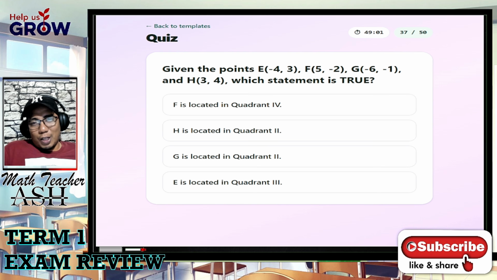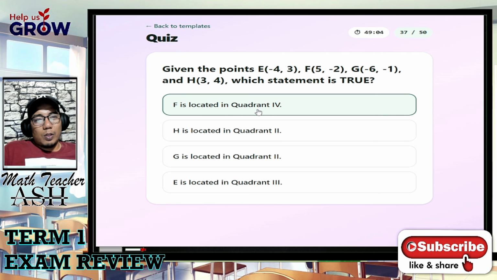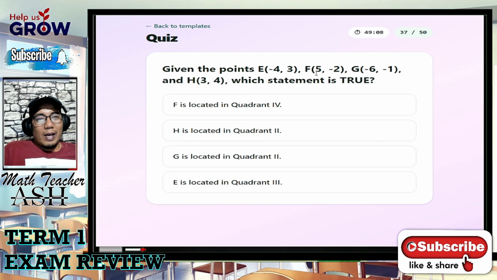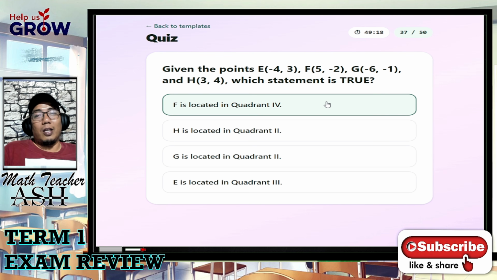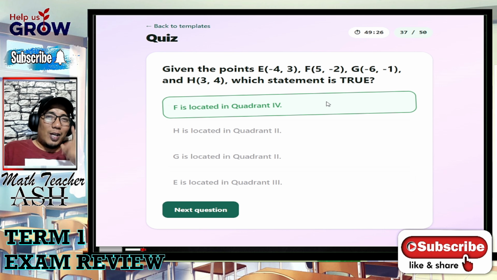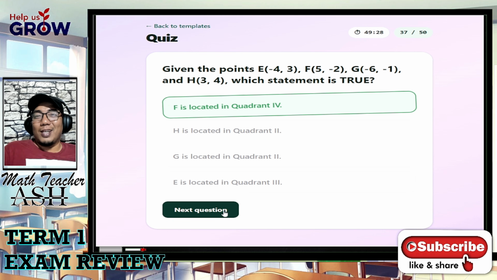Okay, let's check each of the statements. So F is located in quadrant 4. So we have here, remember in quadrant 4, you have positive X, negative Y. So positive X, negative Y. So this is already correct. We have already validated the first option. So no need to validate the others. Easy, right? So I hope you got that one. Now let us go to the next question.